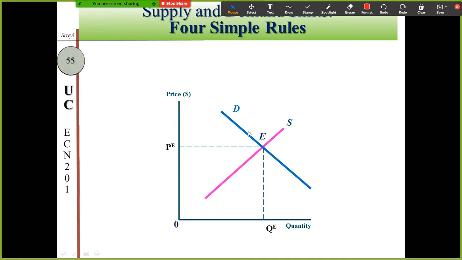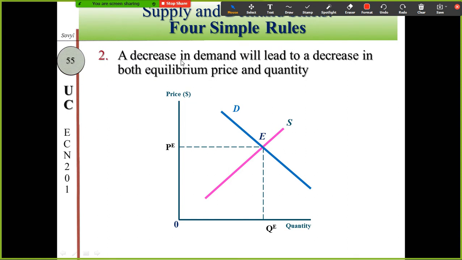Again, this is the demand curve and this is the supply curve. They cross each other at one point, which is the equilibrium, with P equilibrium and Q equilibrium. Second condition: a decrease in demand will lead to a decrease in both equilibrium price and equilibrium quantity. Demand has not decreased yet. A decrease in demand means the demand curve moves to the left hand side. As a result, the new demand curve crosses supply and we get a new equilibrium. Compared with the old one, the new equilibrium has a lower equilibrium price and also a lower, smaller quantity. This is the second condition.